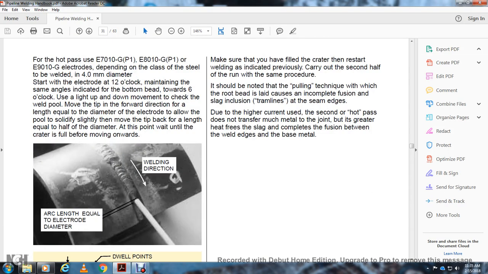Make sure that you have filled the crater with the restart of the welding, and carry out the second half of the run with the same procedure. It should be done with the pulling technique in which the root is made.